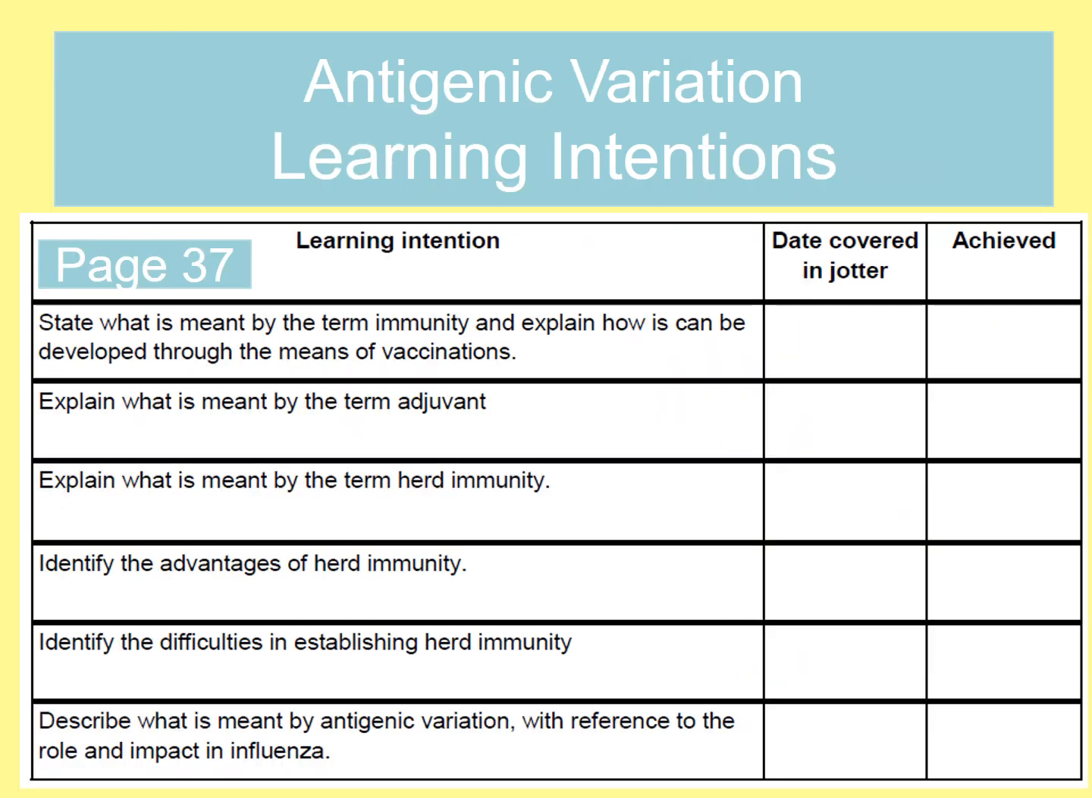In this PowerPoint, we are going to be focusing on page 37 of your student guide and looking at what we call antigenic variation. By the end of this PowerPoint, we have one single learning intention, and our aim is to describe what is meant by antigenic variation with reference to the role and impact in influenza.